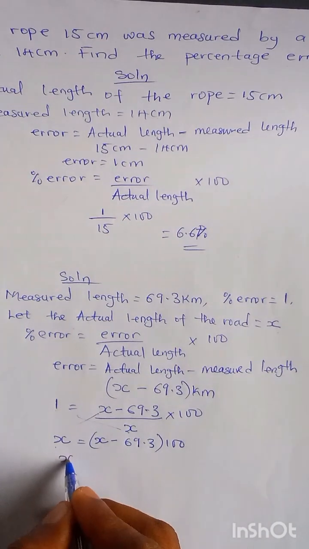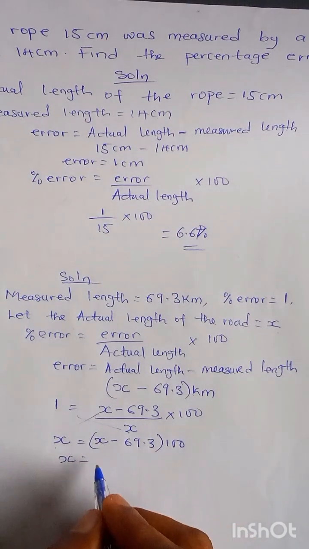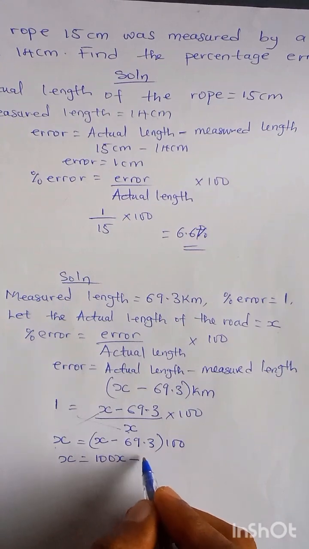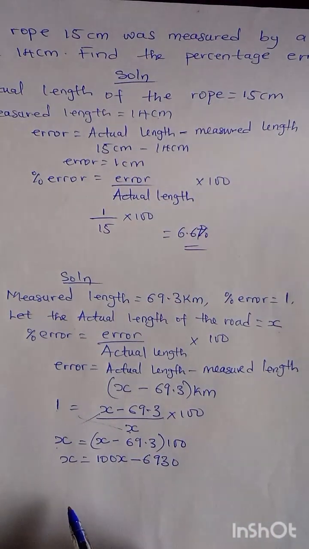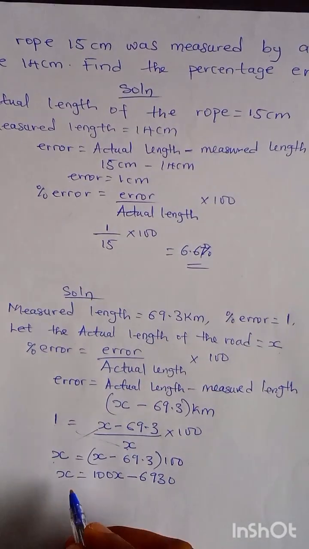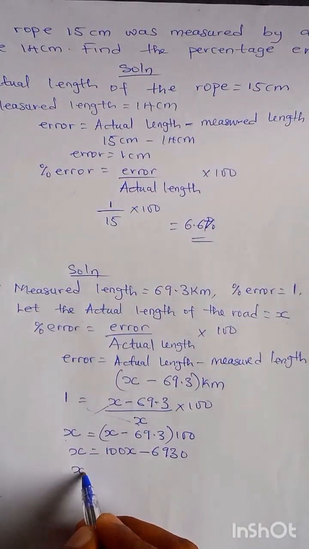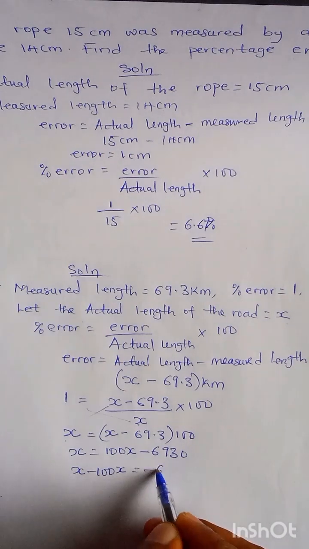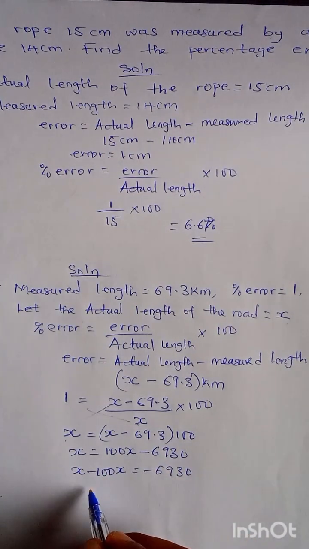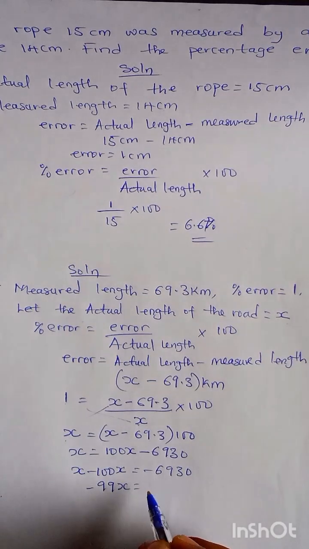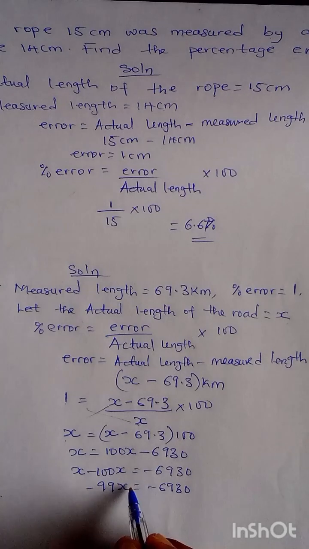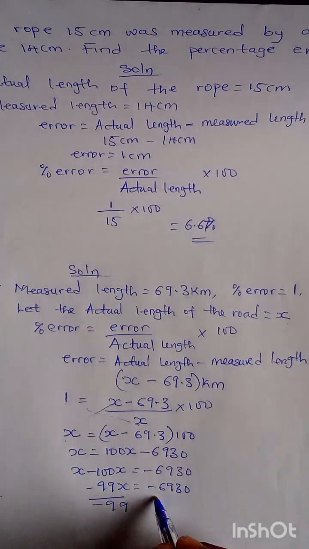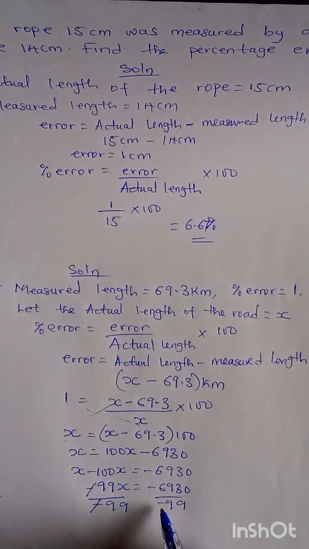So we have that x is equal to 100 multiplied by x, which gives us 100x minus 100 times 69.3, which simply gives us 6930. Now since we're looking for x, which is the variable, we take the variable to one side. So we have x minus 100x is equal to minus 6930. x minus 100x gives us minus 99x is equal to minus 6930. What we do is divide both sides by the coefficient of x, which is minus 99. Negative cancels negative.